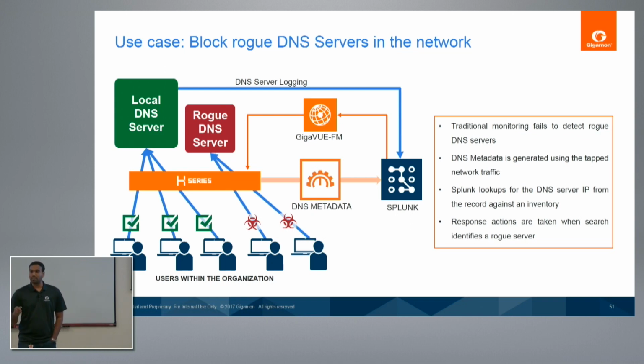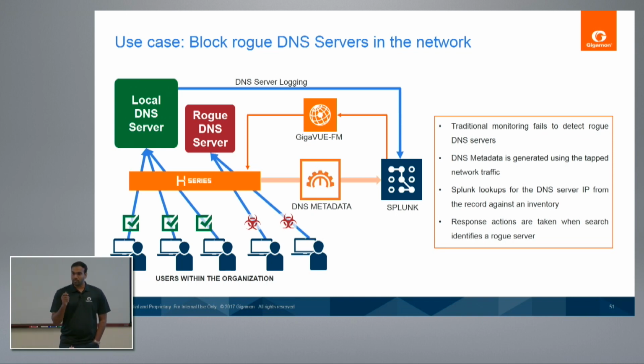Generally, you have your traditional monitoring tools monitoring what the administrator has configured, so rogue services in your network go unidentified. But Gigamon taps right on the network, so you see what the tools don't see. We send the DNS metadata to Splunk, and on Splunk, we perform lookups to identify which is a legitimate server and which is an illegitimate server. Upon identifying an illegitimate server, we take an action to send an instruction to the fabric manager to add a drop rule on the visibility node.